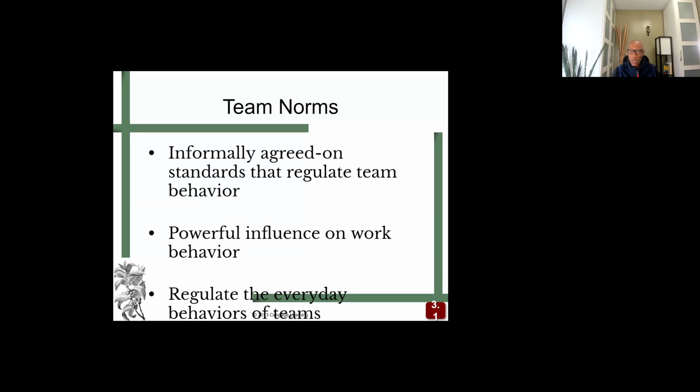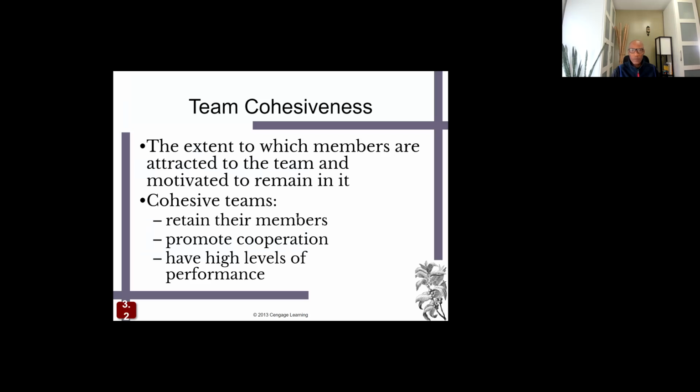So the team norm is a document, something you write on a piece of paper or email out, and you should agree on a couple of things. How are we going to behave on a day-to-day basis? What are some of the things we're going to govern ourselves by? Standards we're going to agree on will make up the team norms.